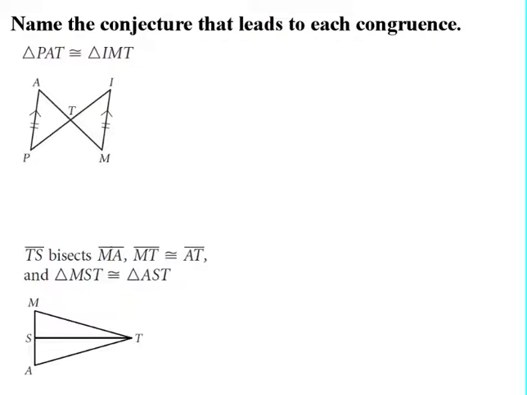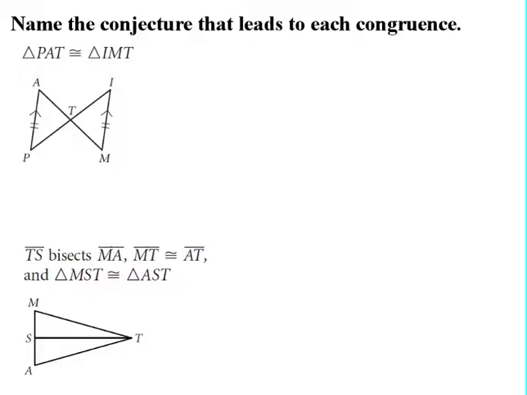So what we're going to do right now is look at some examples, some things that you're going to run into on your homework. Let's look at this first. It says name the conjecture that leads to each congruence. On some of these you're going to have to fill in angles that you know are the same based on what they give you. You can't just look at it and say, ooh, that's what it is.